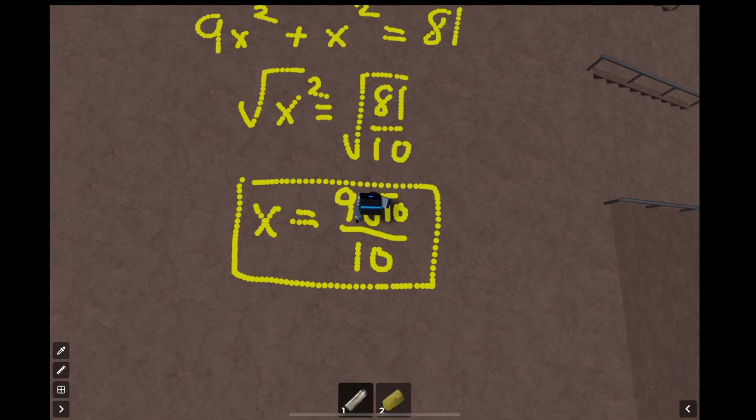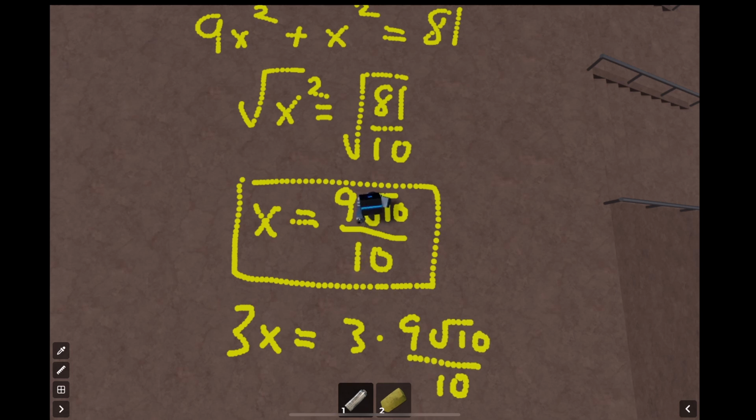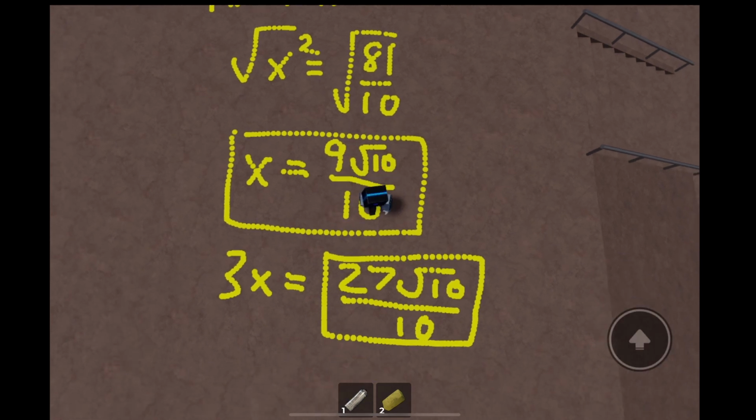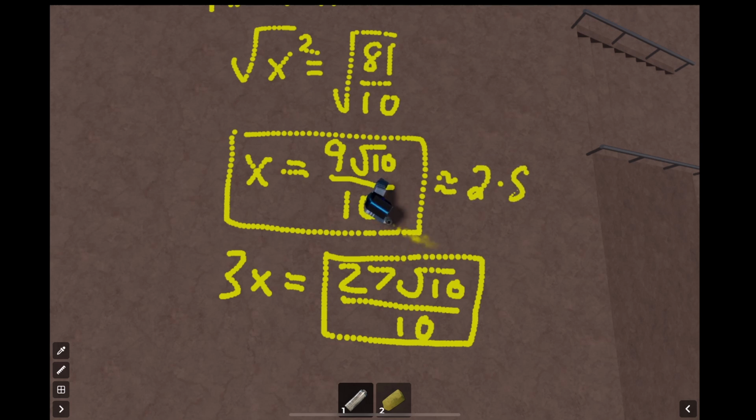If we want 3x, just multiply x by 3. So 3 times 9 square root of 10 divided by 10. That's just 3 times 9, which is 27, square root of 10 divided by 10. And just like that, we've solved for both legs of the triangle. And if you want to know what these are as decimals, x is just roughly equal to 2.85. And then 3x is just roughly equal to 8.54.